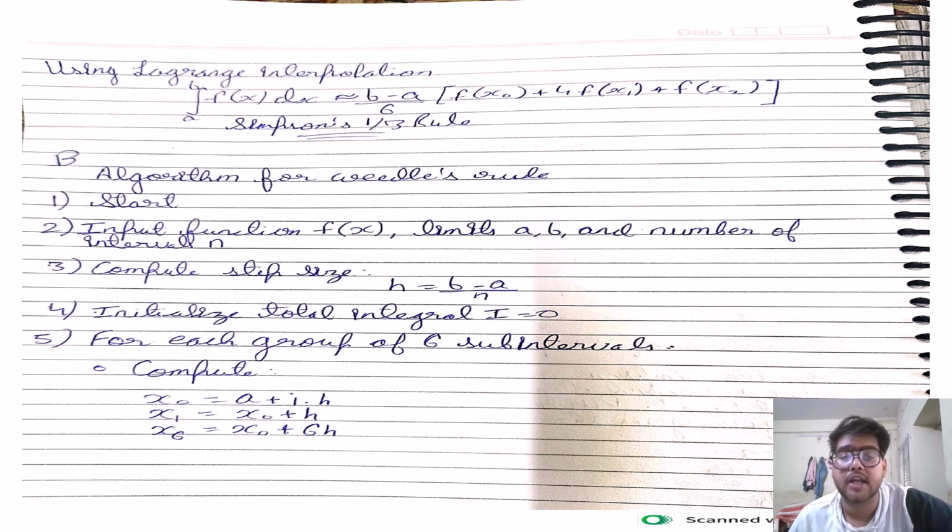The second part, which is the Weddle's rule algorithm: start, then input the function f of x, limits a, b, and number of intervals, which is n. Compute step size h is equal to (b minus a) upon n. We have done this several times. Initialize total integral I is equal to 0. For each group of 6 subintervals, compute x0 is equal to a, x1 is equal to x0 plus h, and x6 is equal to x0 plus 6h.